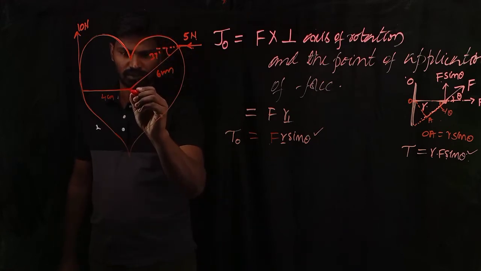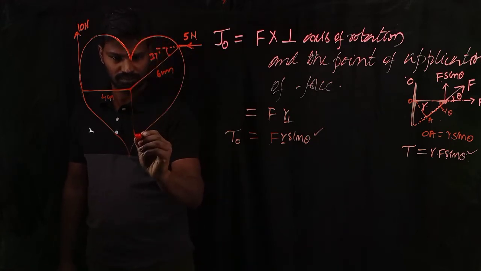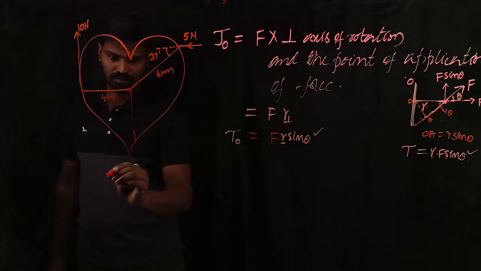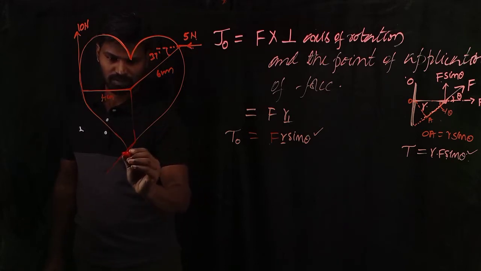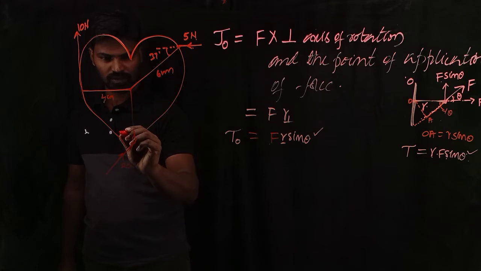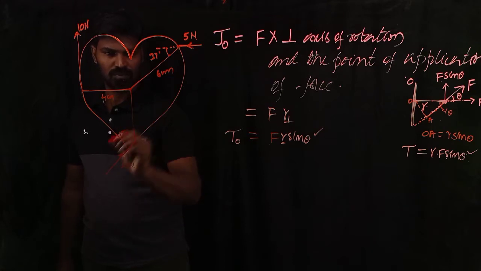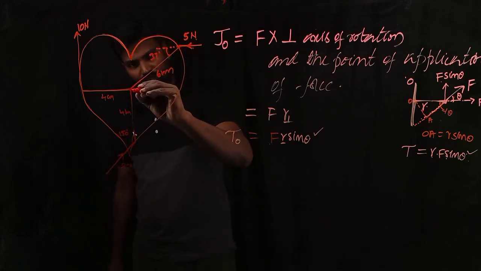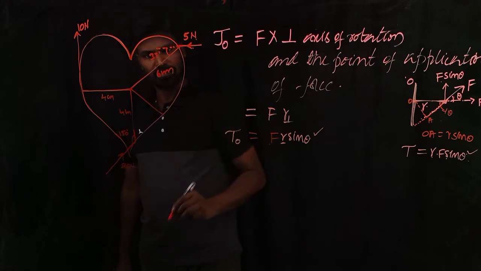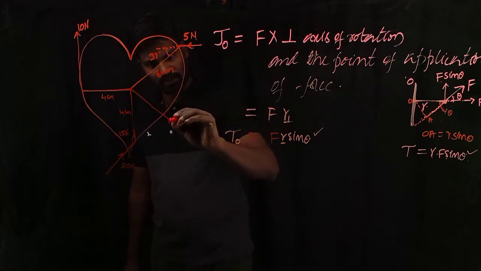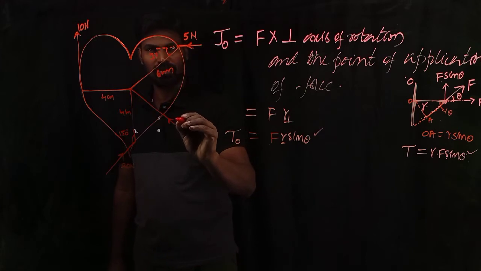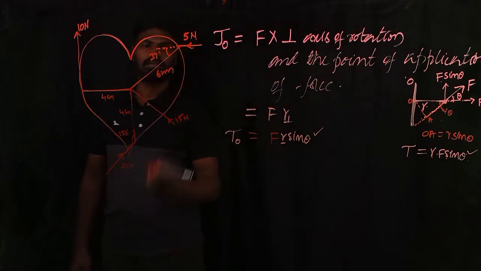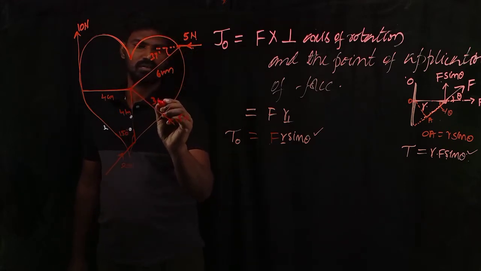And here there is one more force acting on the body in this direction. Its magnitude I am taking as 20 newton, this angle is given as 150 degrees, and this distance is also given as 4 centimeter. And here there is one more force acting on the body, its direction is like this, and its value is 50 newton. And this distance, some 8 or 4, something like that you take it.